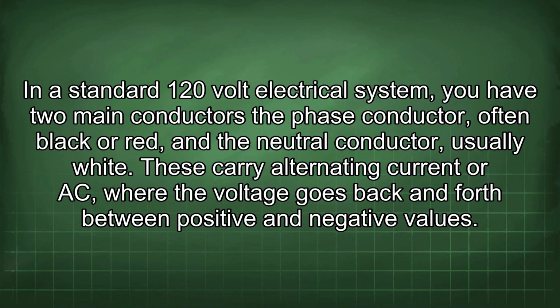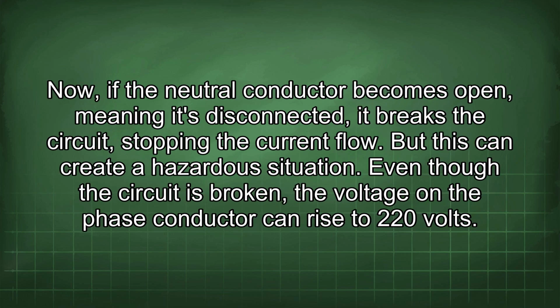In a standard 120 volt electrical system, you have two main conductors: the phase conductor, often black or red, and the neutral conductor, usually white. These carry alternating current, or AC, where the voltage goes back and forth between positive and negative values. Now, if the neutral conductor becomes open, meaning it's disconnected, it breaks the circuit, stopping the current flow. But this can create a hazardous situation.